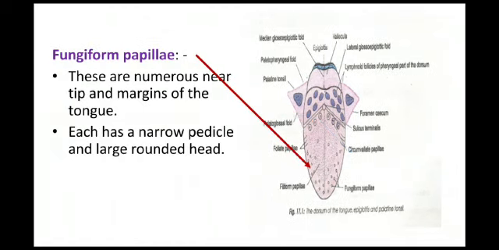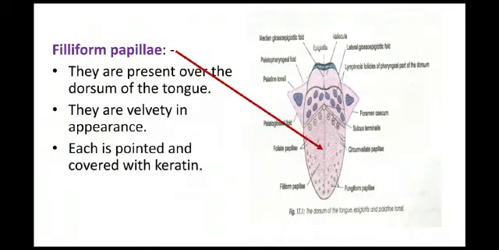The fungiform papillae have a narrow pedicle and rounded head. These are numerous, especially in the tip as well as margins of the tongue. The filiform papillae are present all over the dorsum of the tongue. They appear velvety in appearance. Each is pointed and covered with keratin.